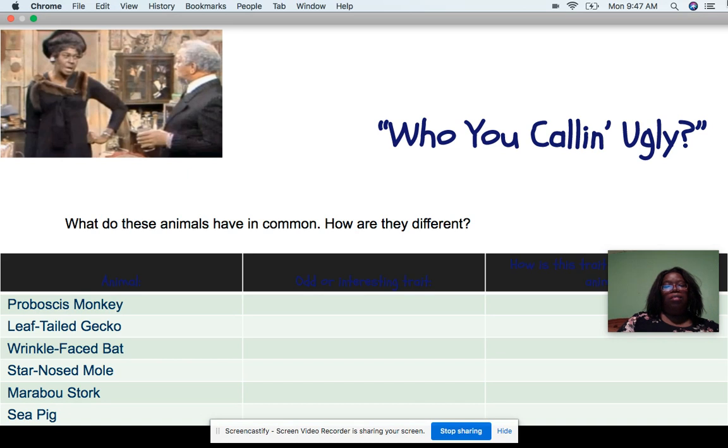So here is a list of animals. Can you tell me which ones are mammals? We'll discuss it next time. So look at it: the proboscis monkey, the leaf-tailed gecko, the wrinkle-faced bat, the star-nosed mole, the marabou stork, and the sea pig. The monkey, the bat, the mole, and the pig. A regular pig would be a mammal. I'm not sure what a sea pig is exactly. We'll figure out if it is an aquatic animal or something different, and we'll talk about that next time.